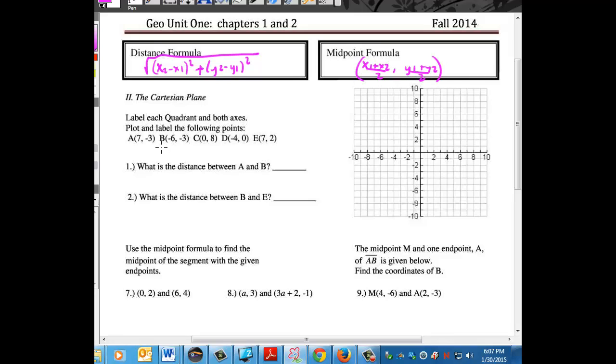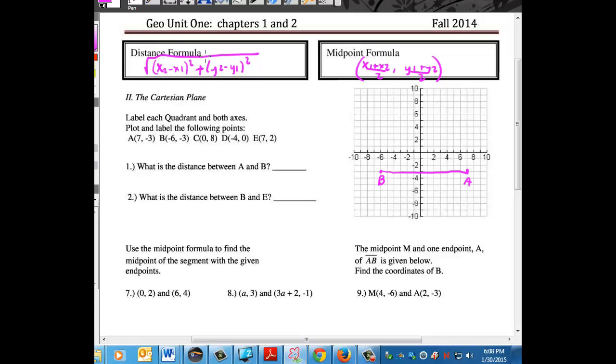Alright, we're not going to graph all these. Let's just go with what they want us to do. So what is the distance between A and B? We're going to show A at 7, negative 3. We're going to show B at negative 6, negative 3. We can draw that segment in. There's our segment. Let's label this. So this was point B. This was our A point. And they want us to find the distance between A and B.